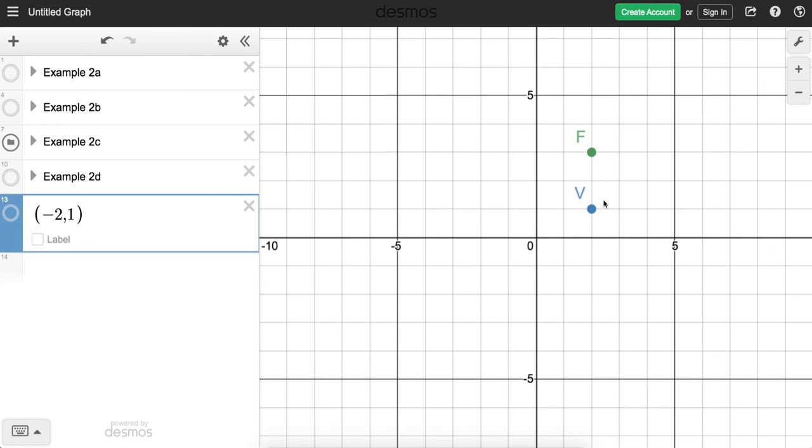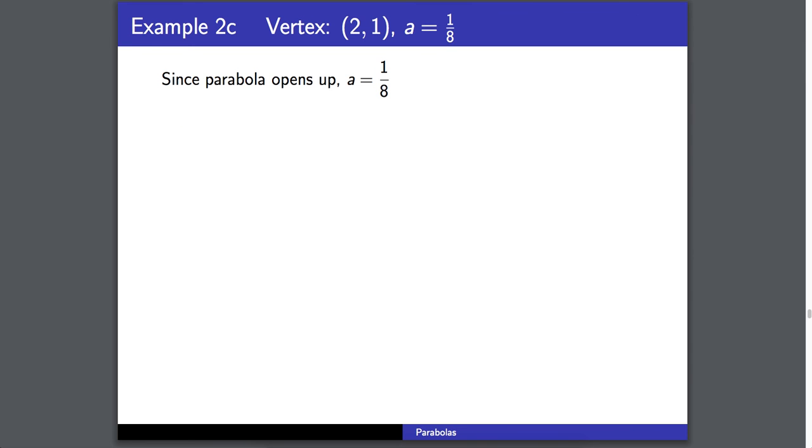Now, because the focus point also has to be inside of our parabola, that means our parabola is going to open up. So our parabola opens up, which means a is a positive 1/8. So we have the vertex, we have the value of a, we can write y equals 1/8 times (x minus 2) squared plus 1.